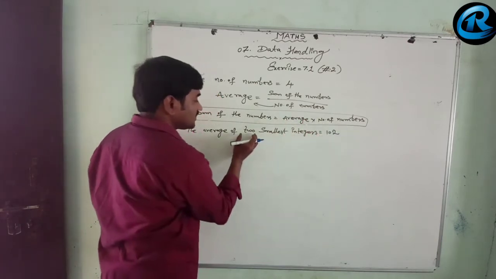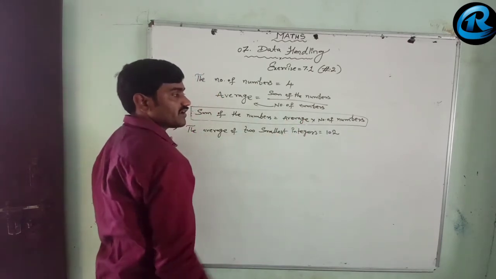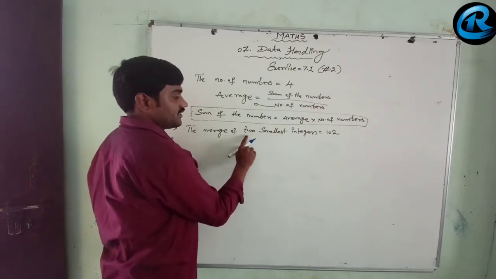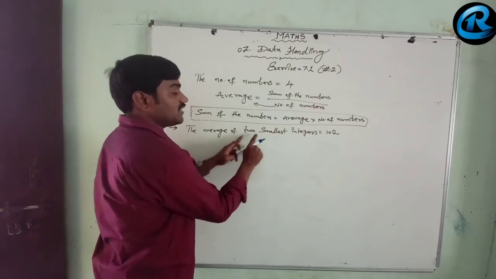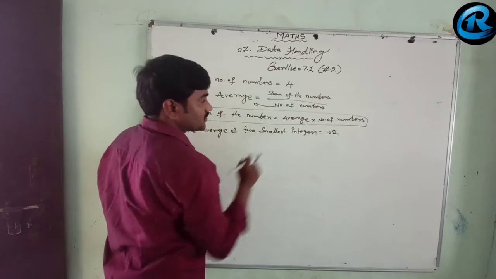Number of observations here, there is a 2. The number of observations is 2. Average of 2 observations. Number of observations 2.